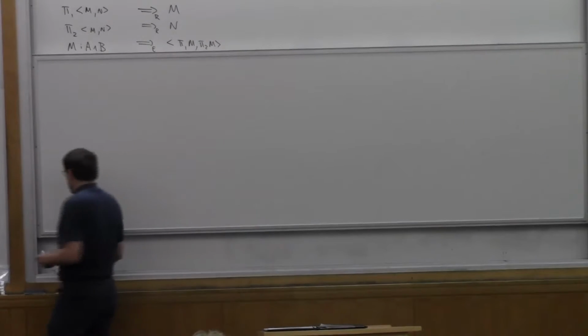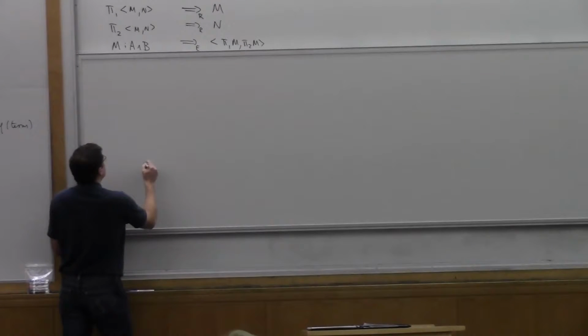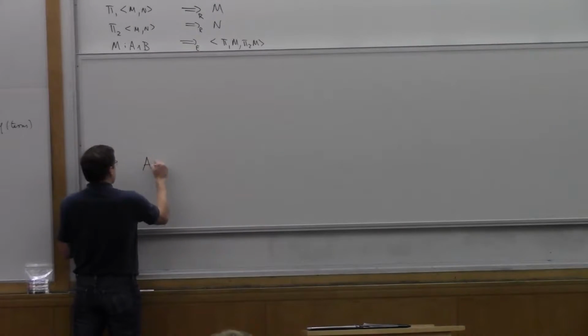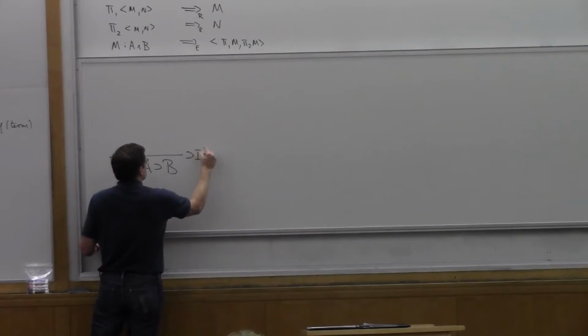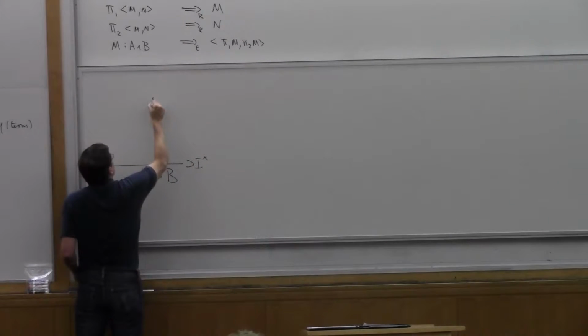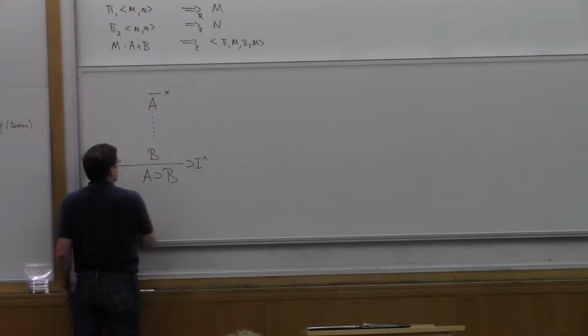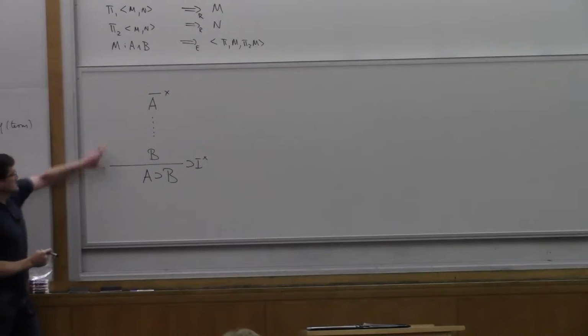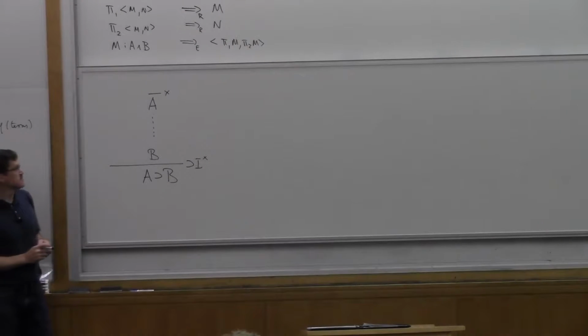Implication is the next natural one to look at. The introduction rule for A implies B says we introduce a new assumption, call it X. Then we have some proof here, which gives us B. And X is available only here. That's the scope of X.